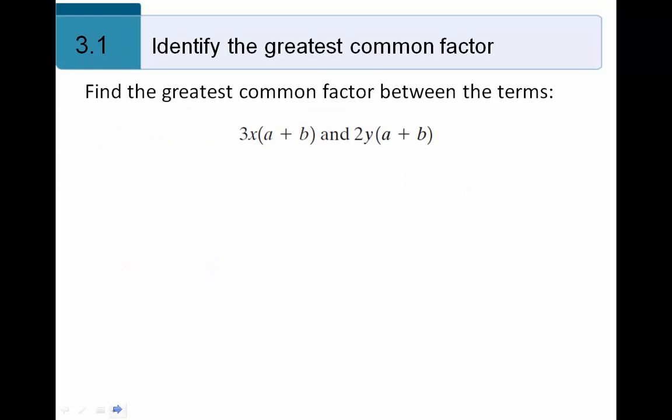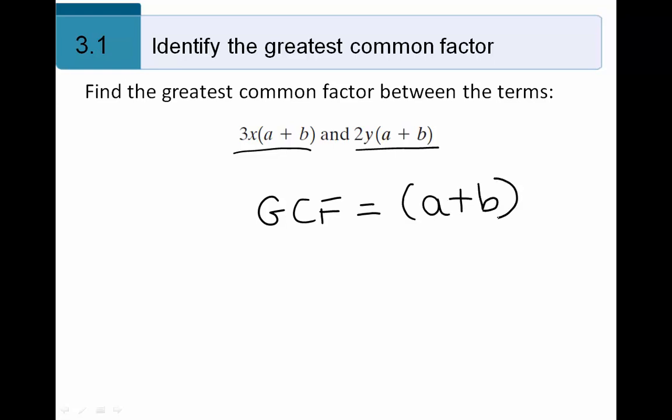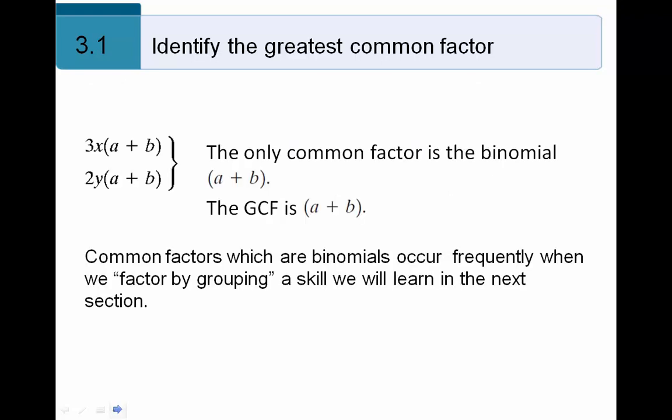Now notice here, think of this as being one term and this as being one term. So our first term is 3 multiplied by x multiplied by a plus b, and we have 2 multiplied by a plus b. So what is the greatest common factor of these two terms? Well, the only factor they have in common is the binomial a plus b. The only common factor is the binomial a plus b. Therefore, the greatest common factor is a plus b.